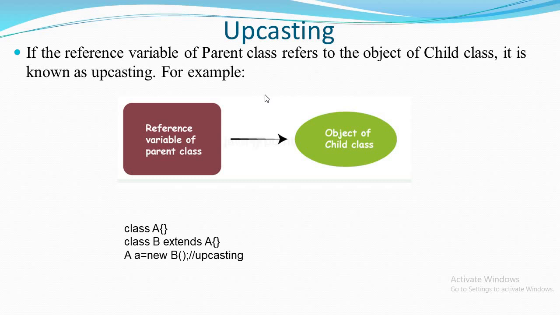We are using the concept of casting in method overriding. If the reference variable of the parent class refers to an object of the child class, it is known as upcasting. For example, we have class A, then class B is the child class. It will extend the properties of A. So here the reference variable of the parent class, this is the reference variable of parent class A, will refer to the object of the child class. This is known as upcasting.